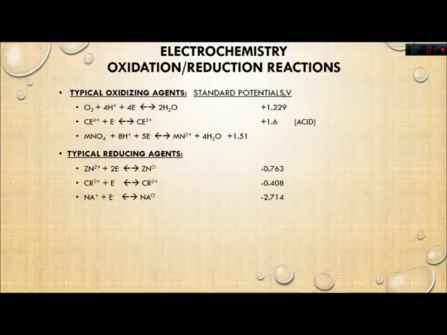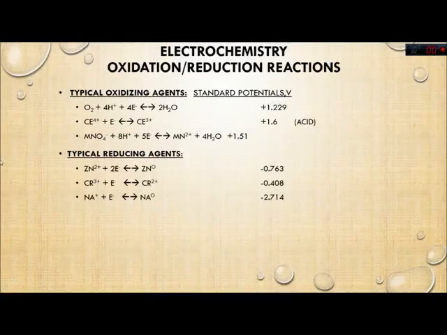Now some typical oxidizing agents and typical reducing agents. You are quite aware of these standard potentials linking to these oxidizing agents. The first reaction is oxygen with the standard hydrogen. Its potential is given as plus 1.229. We will discuss why it is plus and why some are negative. Generally the oxidizing agents have the standard potential as positive.